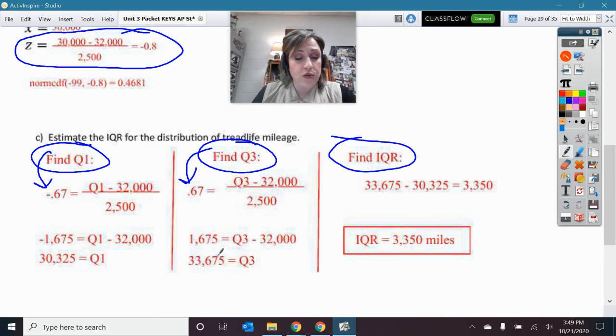Once I get those values, those are miles. So then I subtracted, and I got my IQR in miles here. That's all it actually asked for, was the IQR. I guess that's why I didn't put units on the intermediary steps.